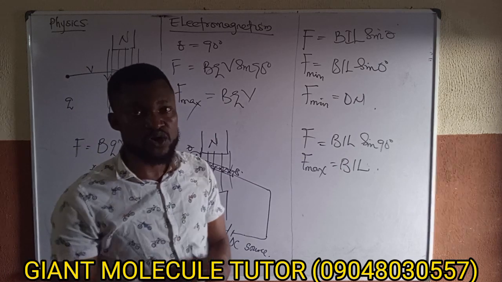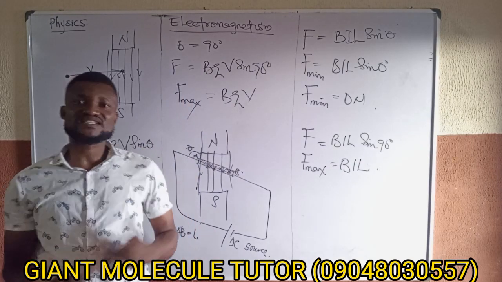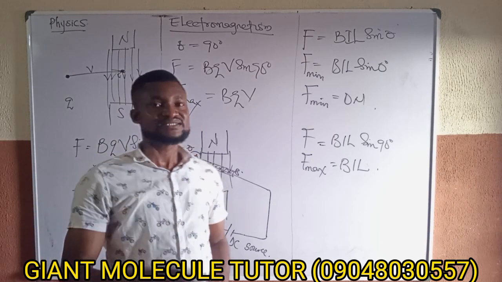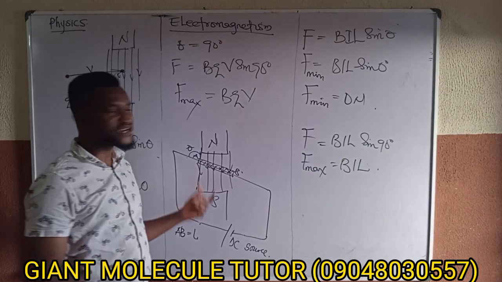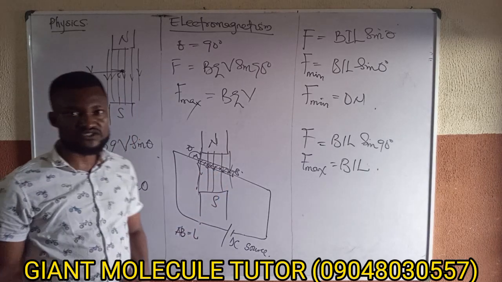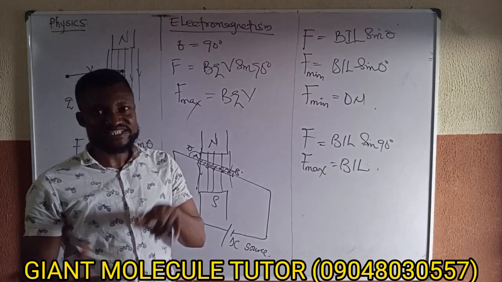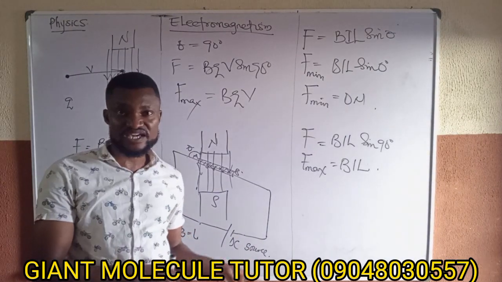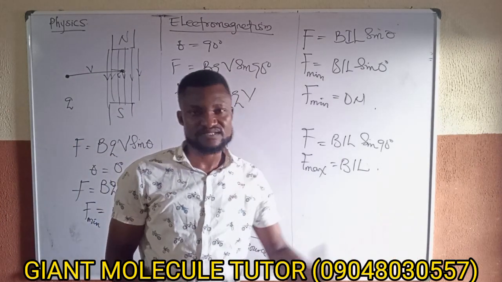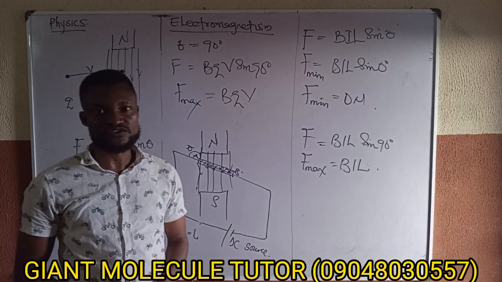Now, as we know, force is a vector quantity, and as a vector quantity, it does not have only magnitude. It also has direction. Then how do we get the direction of that force? How will that force affect this conductor? What will be the direction of the motion of the conductor? It is the force that will determine the direction of the motion of the conductor, because we know that motion depends on force. So the direction of motion is the direction of force.